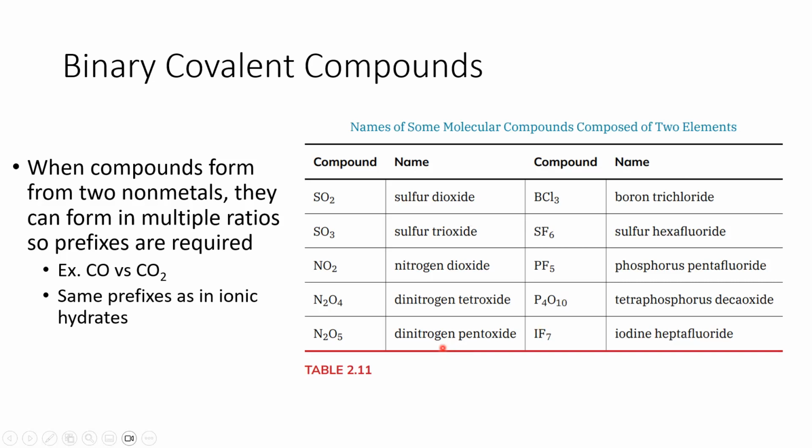So when you're looking at these ones, if you look at the formulas we have here, look at the names, you can see we've got prefixes. So you've got like dioxide, trioxide, tetroxide, pentoxide. It's going to be the same prefixes as the hydrates from that little ionic section of the chapter. So again, you don't have to memorize those. Some of them you're already probably familiar with. Some of them, like tetra, hexa, hepta, deca, maybe a little bit less familiar.